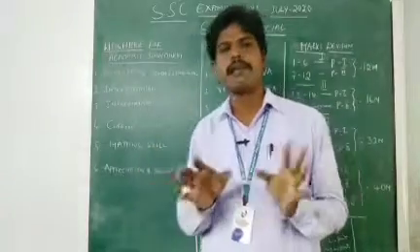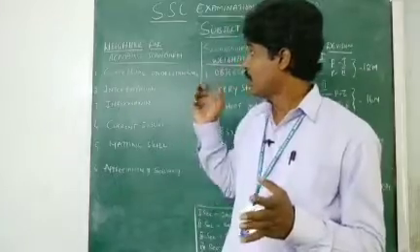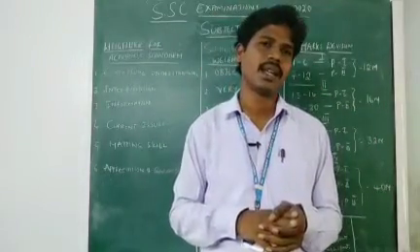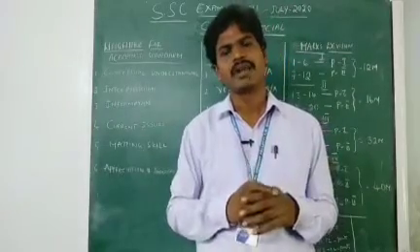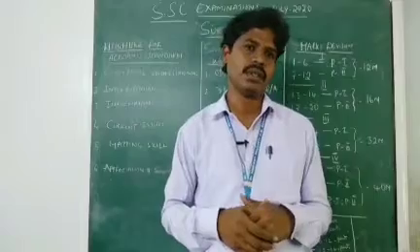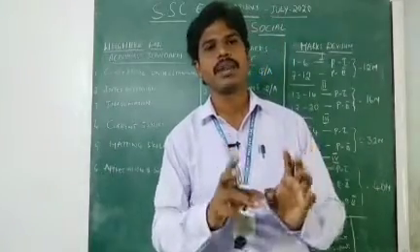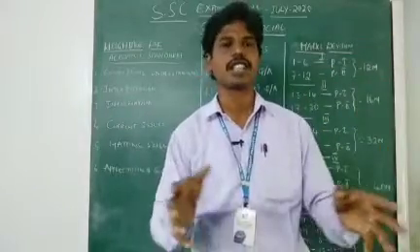The next one is map skill. Under the academic standard of map skill, we are going to see two ways: map reading as well as map identification. Map reading means that the complete information or data is already presented within the map. We just read it and try to answer.